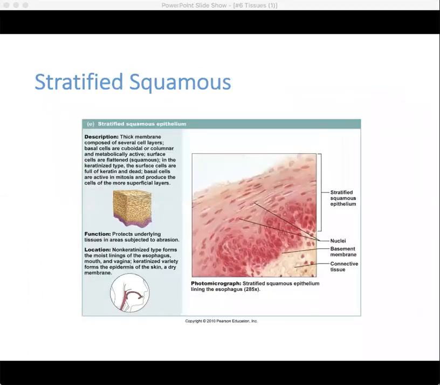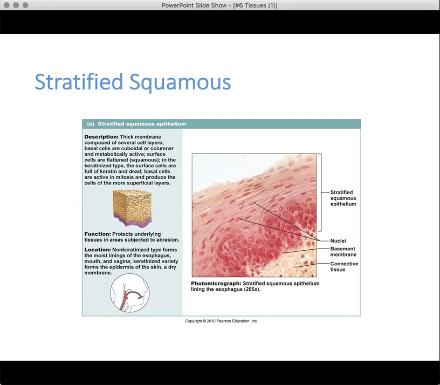So moving on to the second chart, we'll look at stratified epithelium. Stratified means many layers. And the first type here is stratified squamous, where you have many layers of flat cells. All the top layers are flat cells, but sometimes in the very bottom layers, the cells do look kind of cube-shaped. But this is stratified squamous.